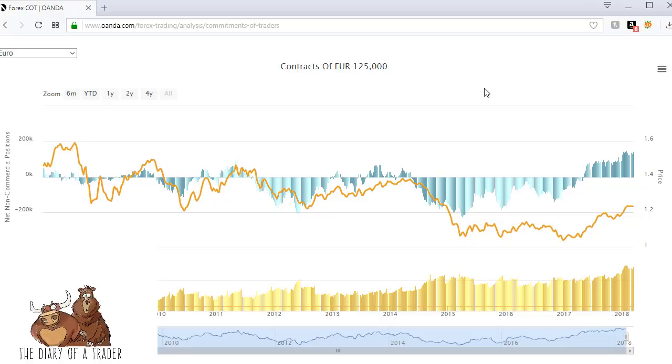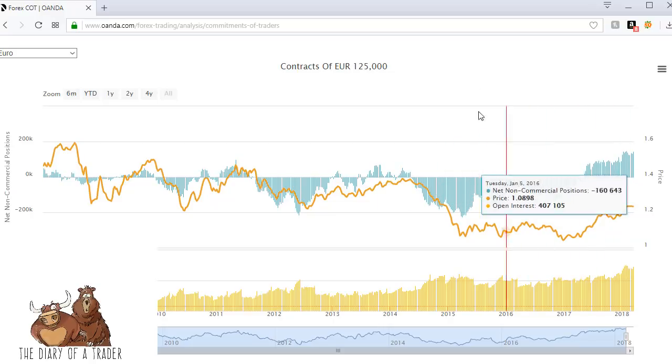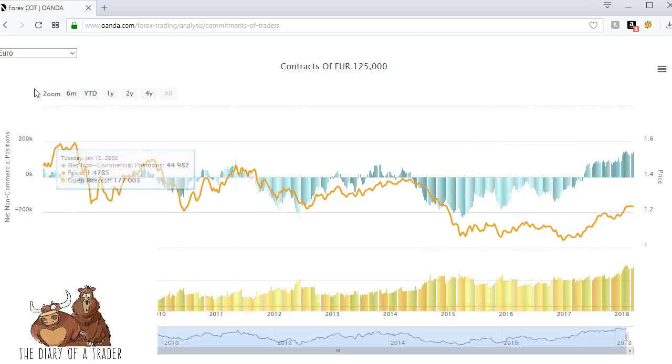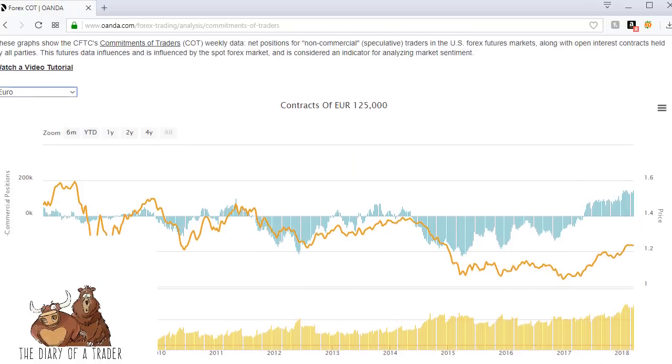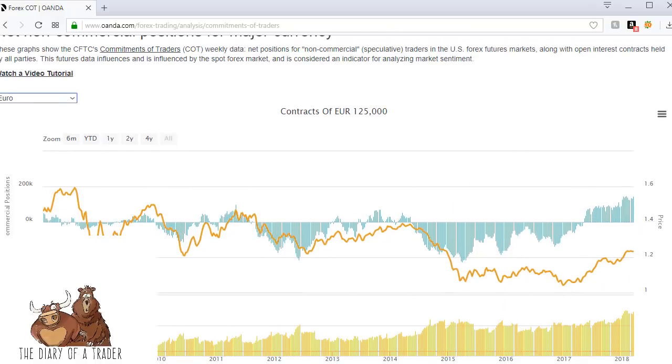Now, this chart has several different parts, and this is speculators that we're looking at, the non-commercial positions. That's who we want, because these are the people that are in the market to make money. It doesn't do you much good if you're looking at what a company like Coca-Cola is doing, for example, trying to hedge the euro. That has nothing to do with the price, and that just is them doing business.